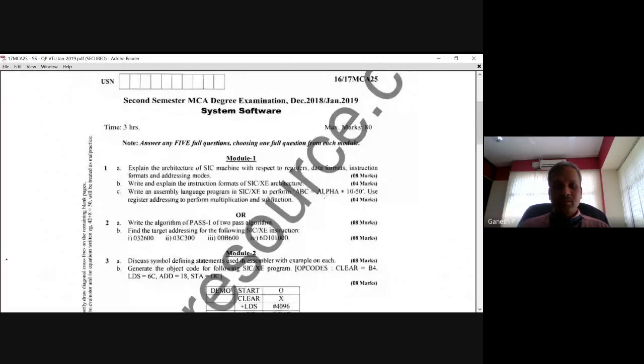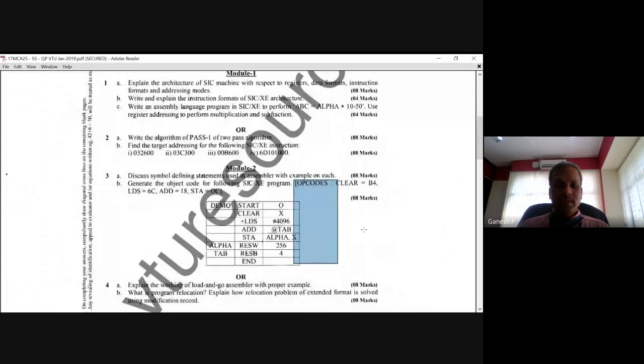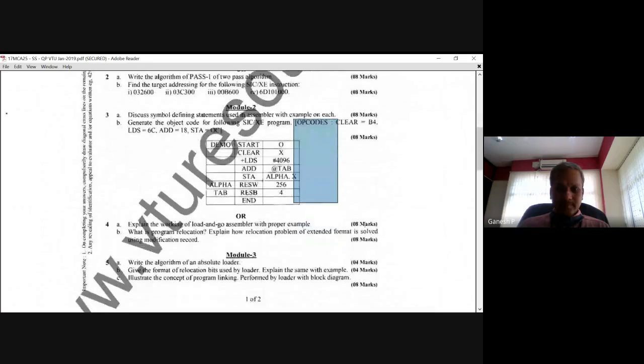Hope the question paper is visible now. This we have done. And I told you to check program 3B. Hope you have done. How to generate the object code. It's a fairly simple program. If you don't have any doubts up to 3B, I will move to question number 4. Let me know if you have any doubts up to this point. No doubt, sir. Okay.